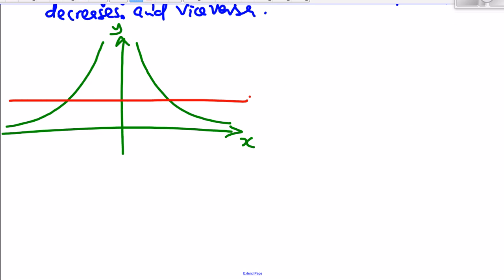Y is equals to 1 and y is equals to 4. So this is the area that we are looking for. This and this one here.